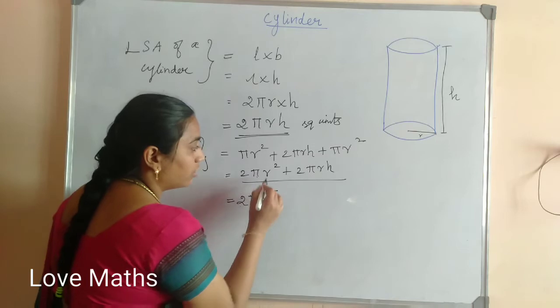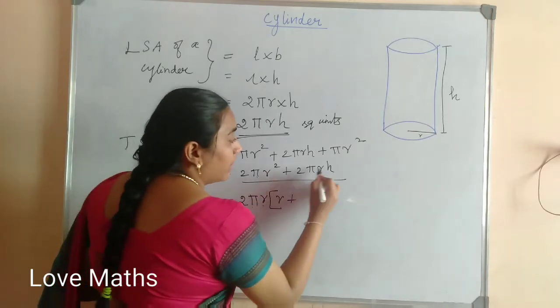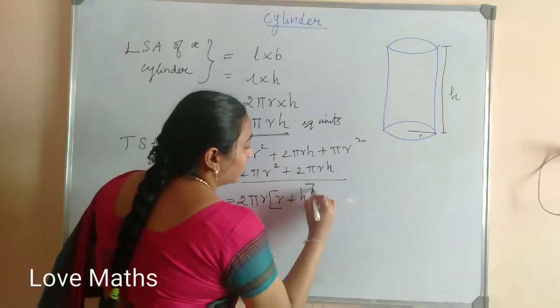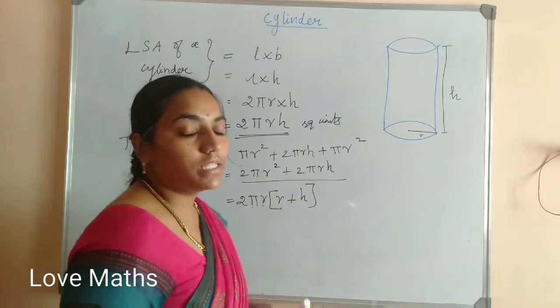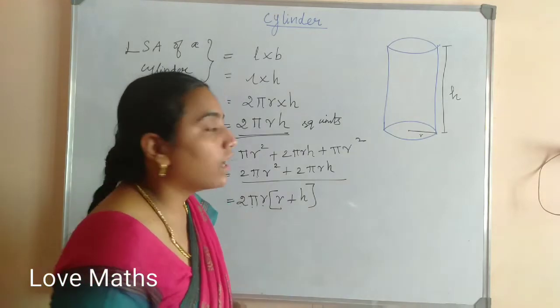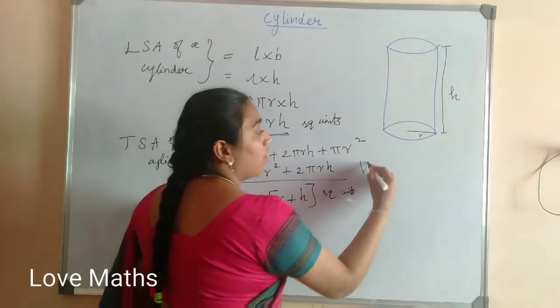Pi also, r also, 2r, 1 r I am taking, remaining is 1 r. Plus 2πr I take outside, remaining is h. This is the total surface area: 2πr(r + h), otherwise 2πr(h + r). This is also in square units. Next, volume.